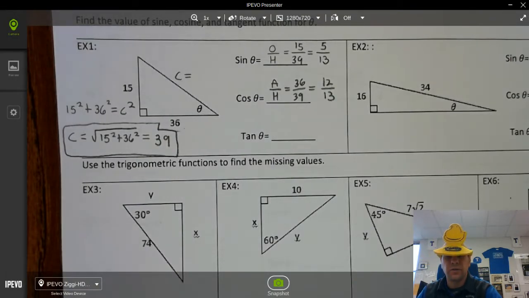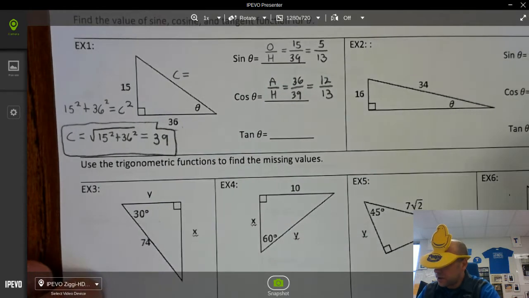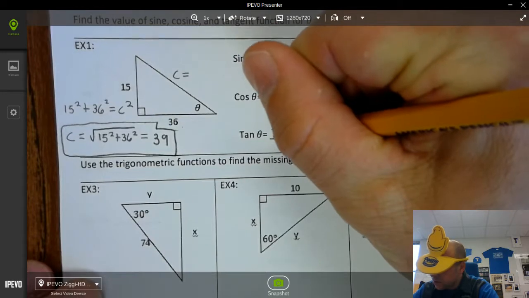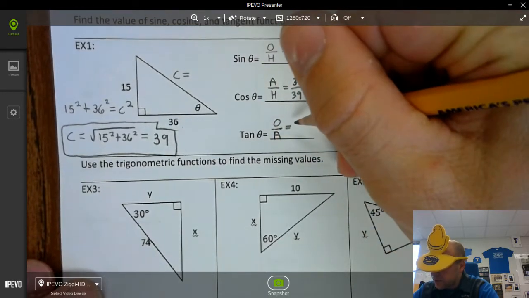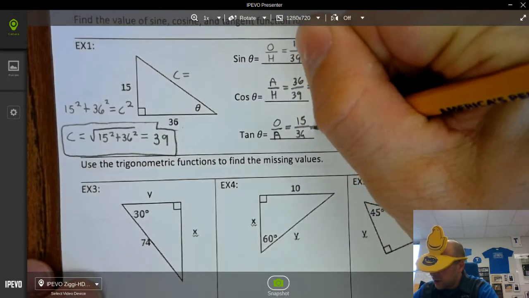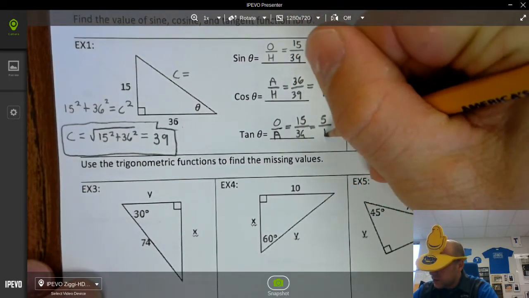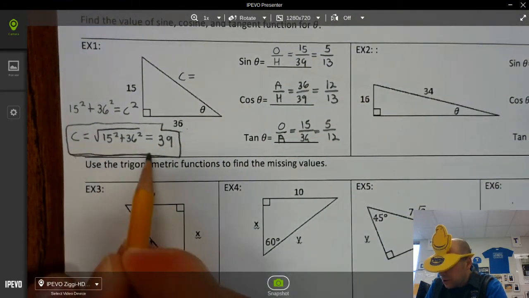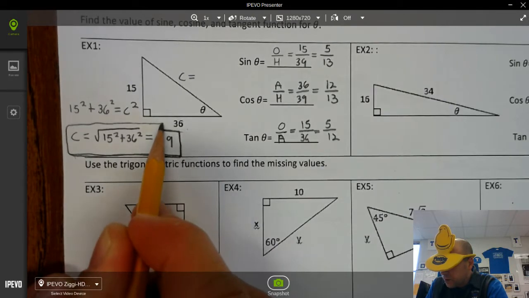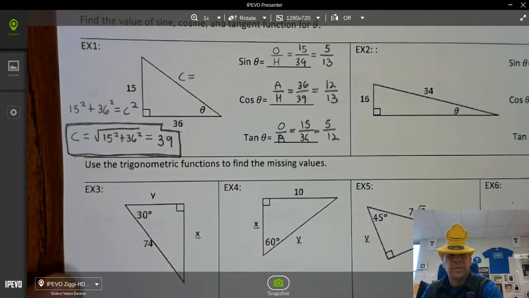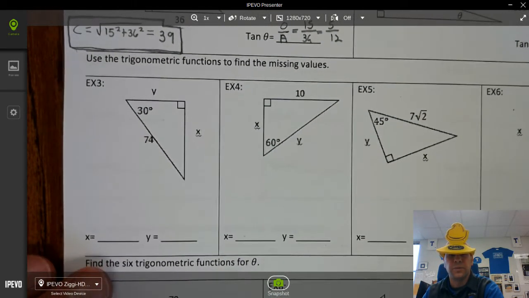All right, assume you tried tangent of theta on your own. So now let's take a look. So tangent of theta is opposite over adjacent. So opposite is 15 divided by adjacent, which is 36, and that reduces to be 5 divided by 12. All right, so if you would, finish up example 1. All right, now example 1 is finished, so let's take a look at example 3.